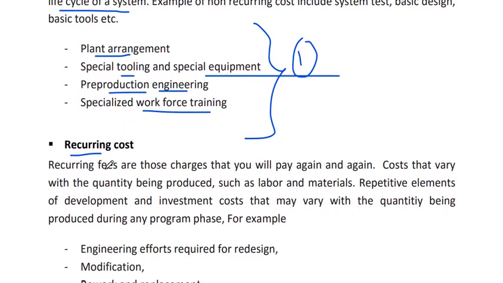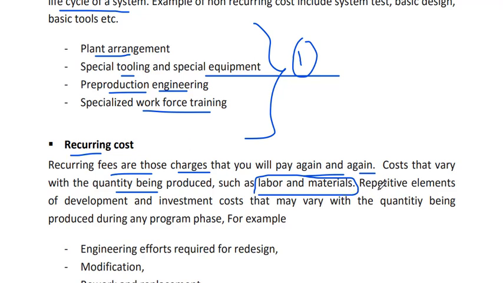Then recurring fees are those charges that you will pay again and again. These are costs that vary with the quantity being produced, such as labor and material. We have to pay labor salary on a daily or monthly basis, and we have to buy material on a daily or monthly basis. So this cost is called recurring. We have to pay every month, every day, every three months.